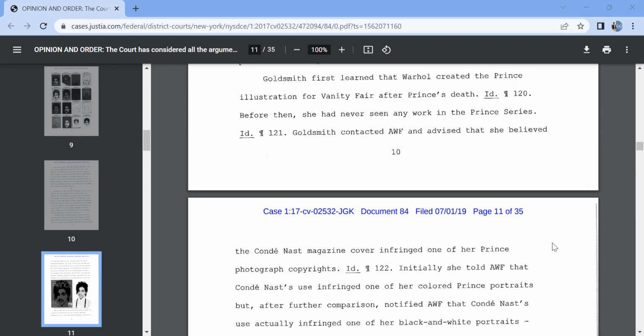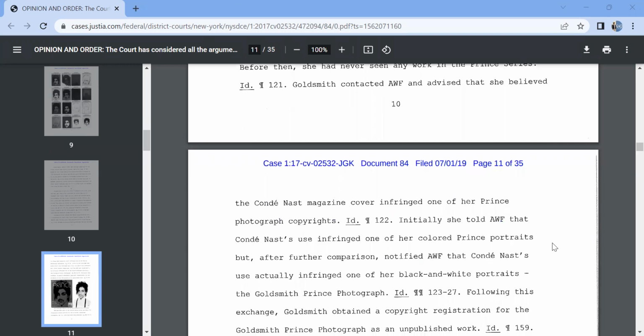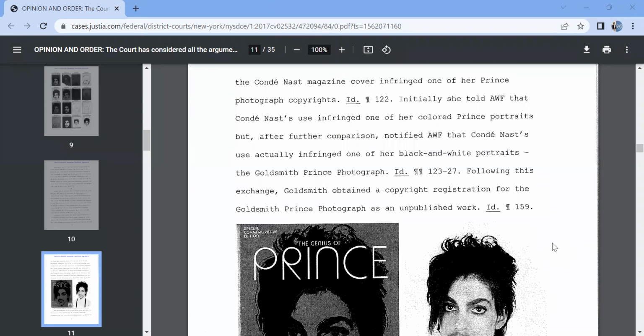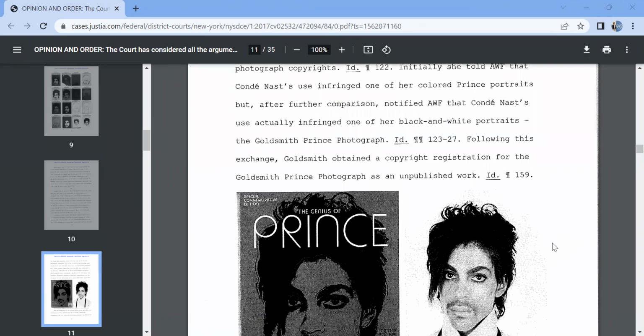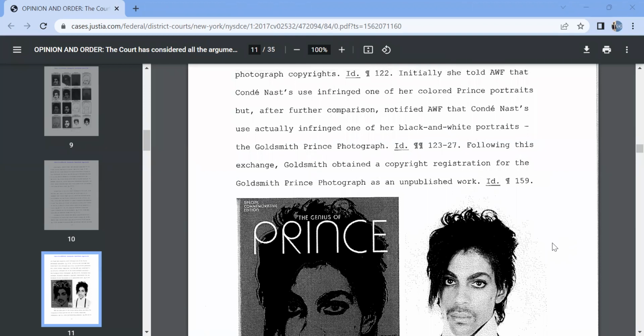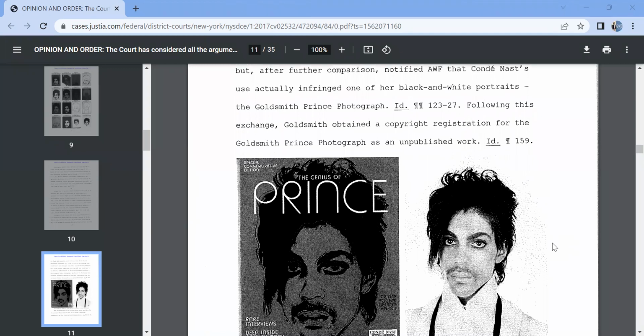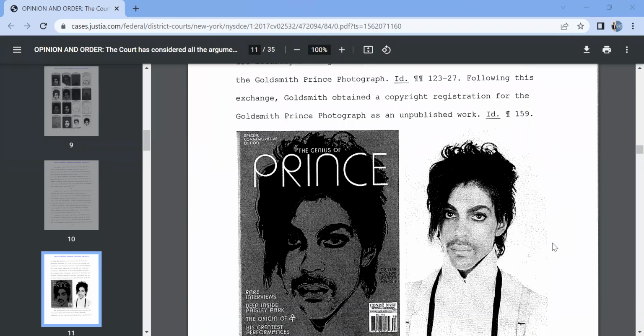Before then, she had never seen any work in the print series. Goldsmith contacts AF and advised that she believed the Condé Nast magazine cover infringed one of her print photograph copyrights. Initially, she told AF that what Condé Nast used infringed one of her color print portraits, but after further comparison, notified AF that Condé Nast actually used infringed one of her black and white portraits, the Goldsmith print photograph.